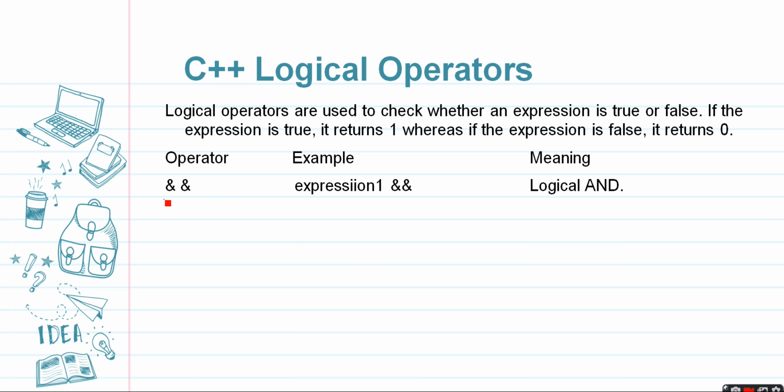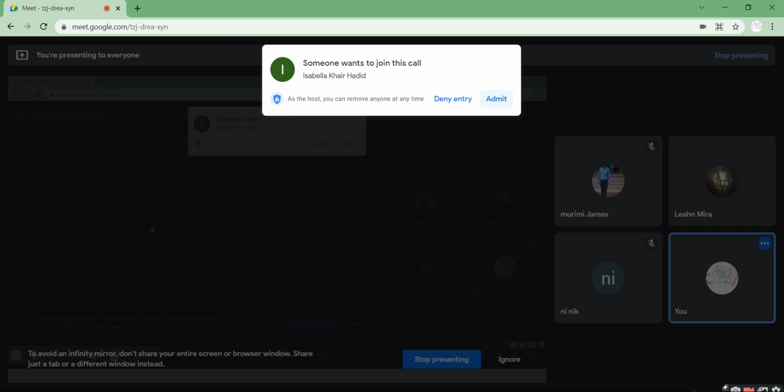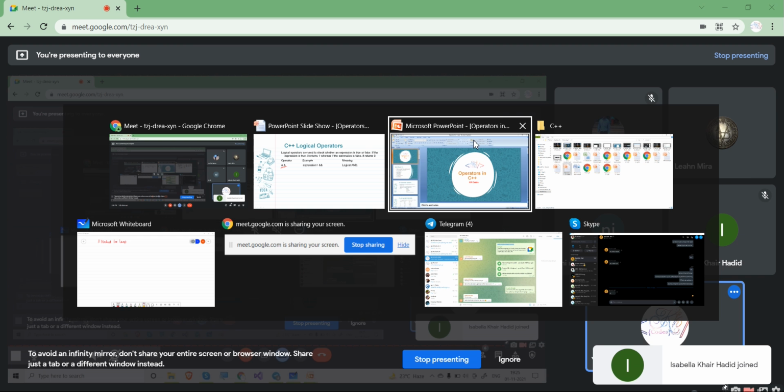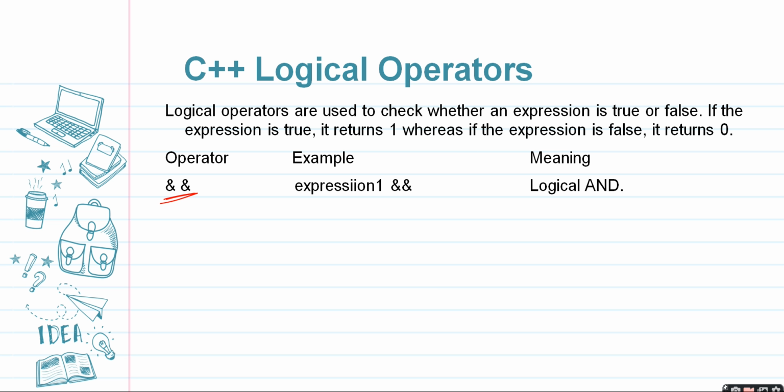So we have the AND operator. This is termed as the AND operator. When do we use this kind of operator? When we have one or more conditions.